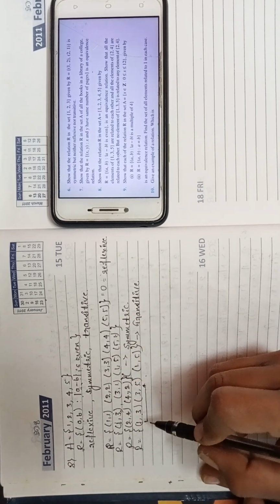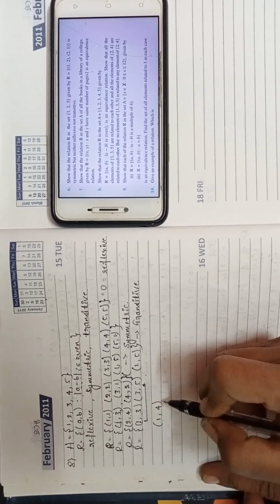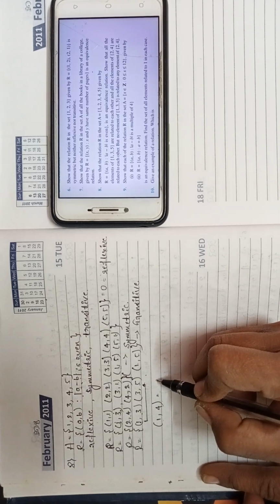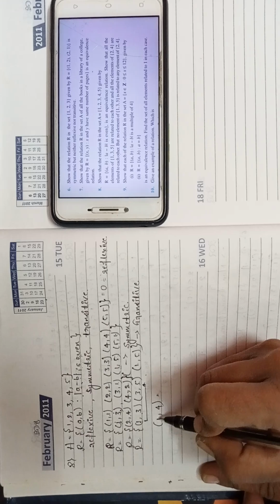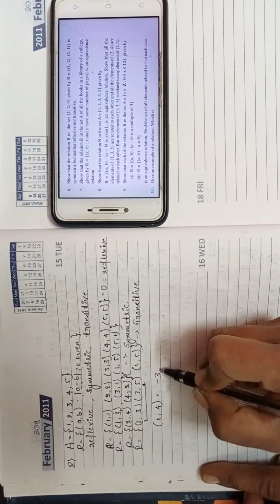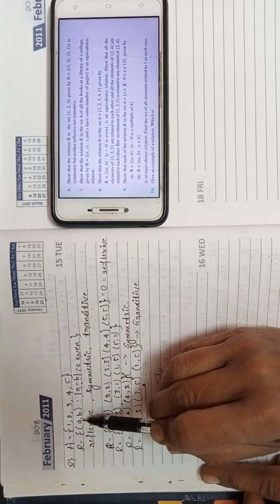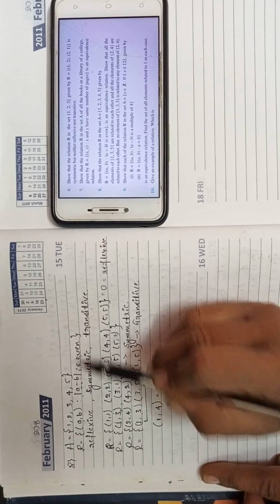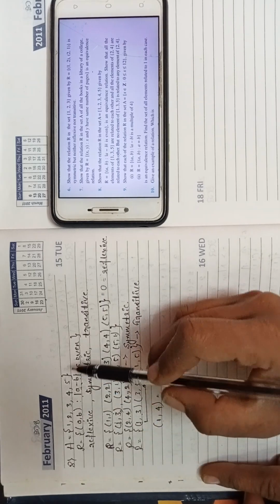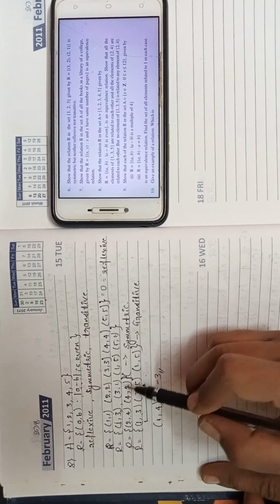But if I take (1,4), that is one odd number and one even number, the difference between one odd number and one even number will be an odd number. See, 1 minus 4 will be minus 3. This is an odd number. So the condition is, when I take the difference of two numbers, that result should be an even number. So you cannot take one odd number and one even number. For this condition, you have to take two odd numbers or two even numbers.